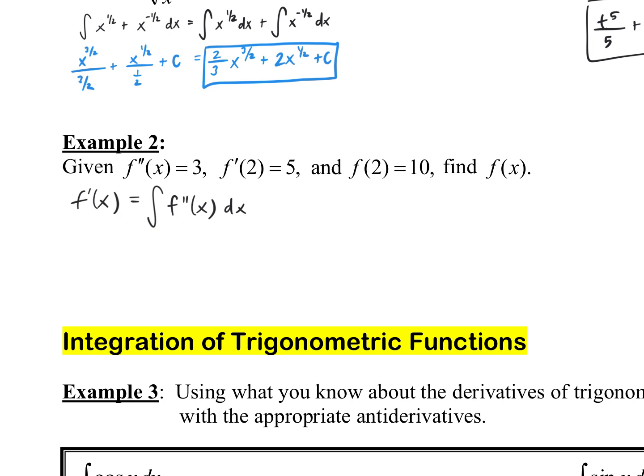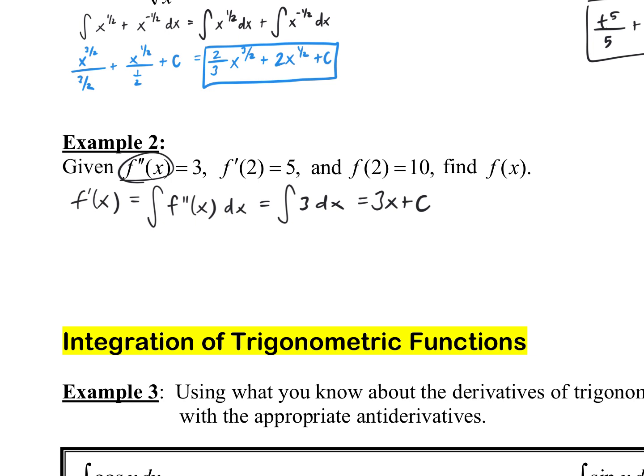So I know that f double prime of x is equal to 3. So I can plug that in as the integral of 3 dx, and I can evaluate that. The integral of 3 is just 3 times x. So this is actually equal to 3x plus c.